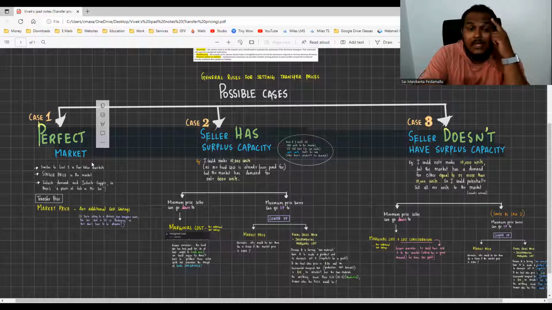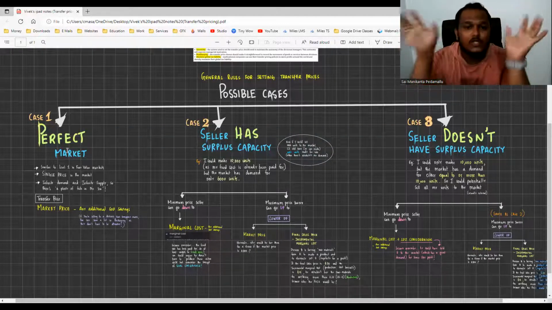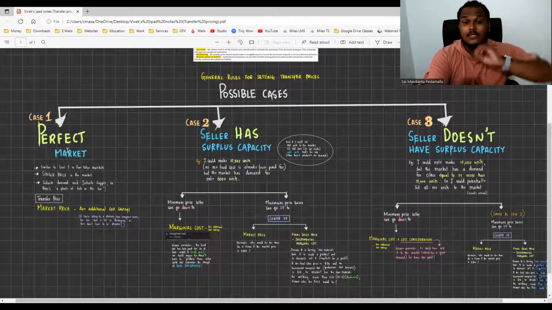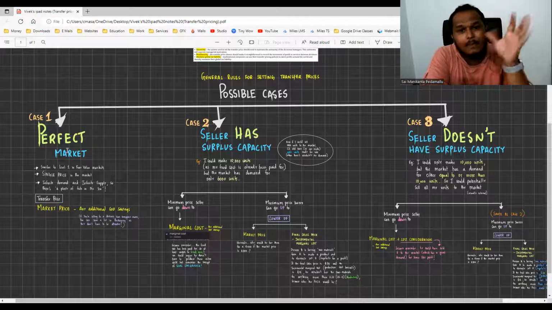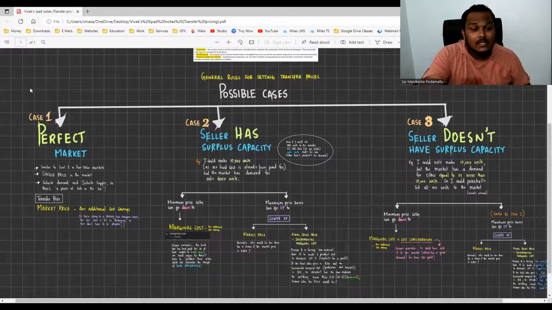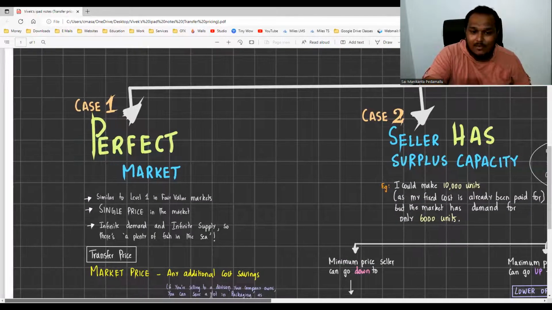So what do we mean by a perfect market, sir? Where whatever you produce is consumed by the market. There is full demand for your product. You produce it, people are ready to buy it. There is no delay. There are deficits in the market actually. There are no surplus quantities in the market.